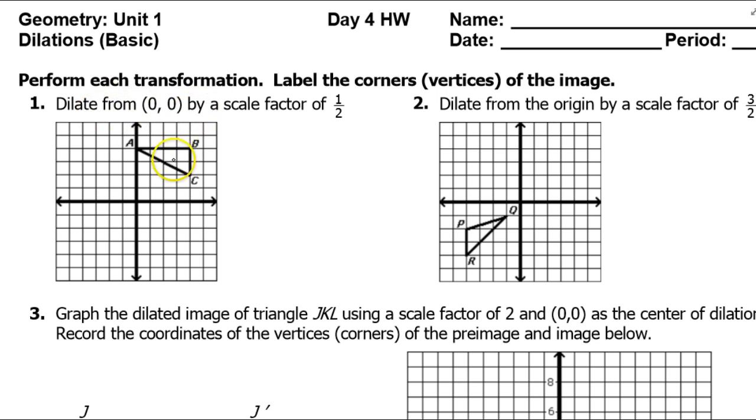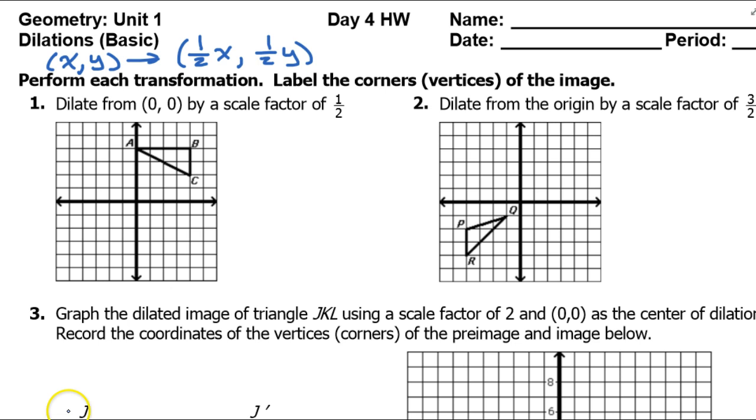So look at problem number 1. We are given this preimage, and we're going to do a dilation with the origin as the center. We're told that the scale factor is 1/2. Right away we know this will be a shrink because the scale factor is less than 1. So when the center of dilation is 0, 0, it's very simple to work with the coordinates, because if the original point is x comma y, all you have to do is multiply each coordinate by the scale factor. So the new point, the image in this case, would be 1/2 x comma 1/2 y. You just multiply by the scale factor.